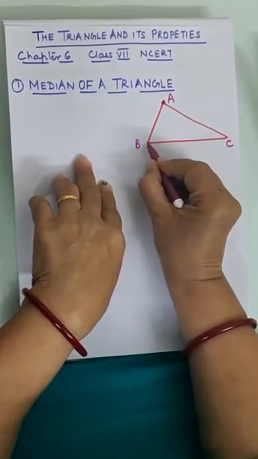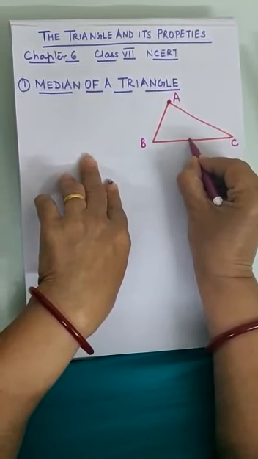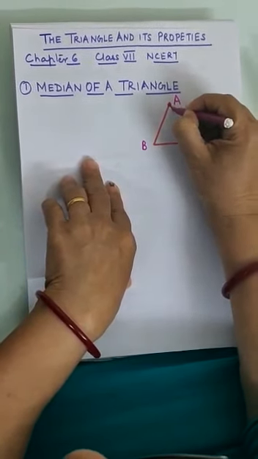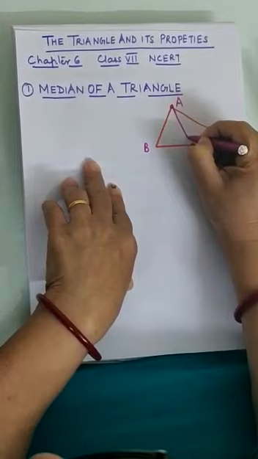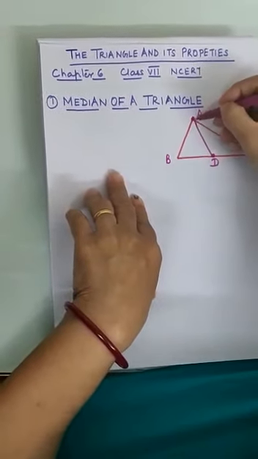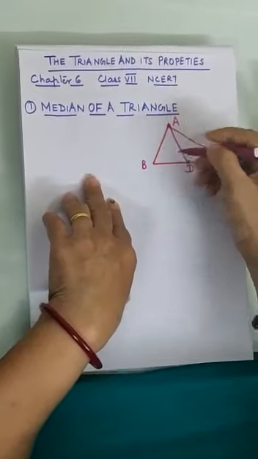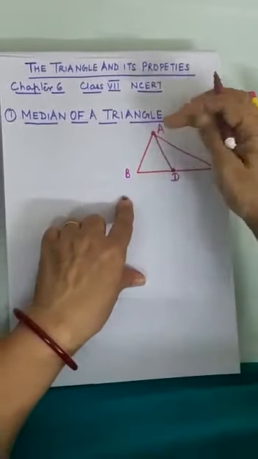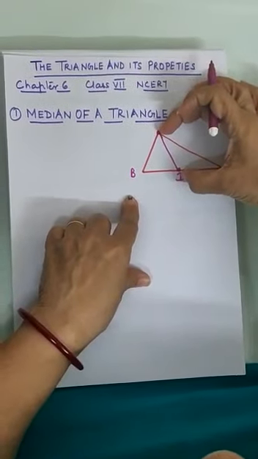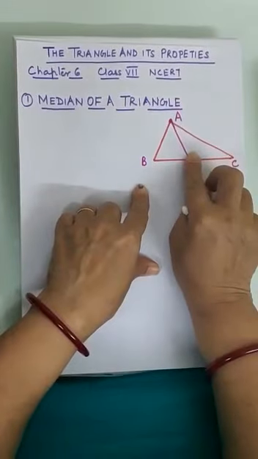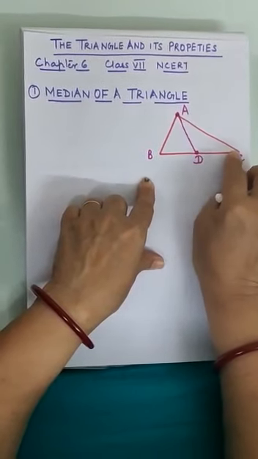Let us find the midpoint of BC. Maybe midpoint of BC is this, suppose. Now you join this one. Let's mark this as point D. So this AD is the median of the triangle. So how do we define what is median? This is a line segment joining the vertex and midpoint of opposite side of the triangle.